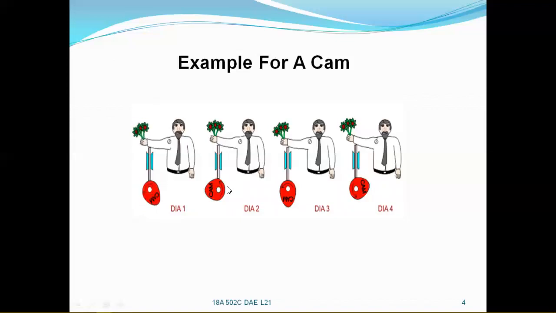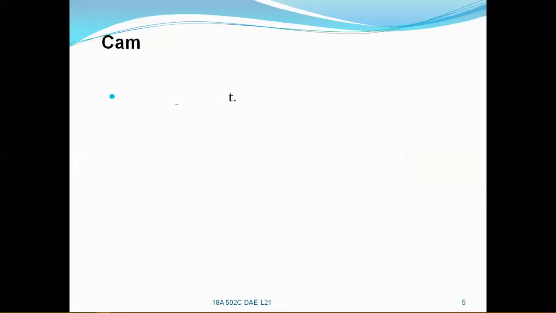So let us see here also the same thing. Here the same thing is happening. So this is the best example for a cam. And now let us see what is meant by cam. What is the definition of cam?